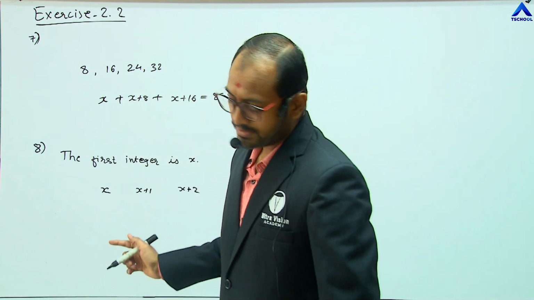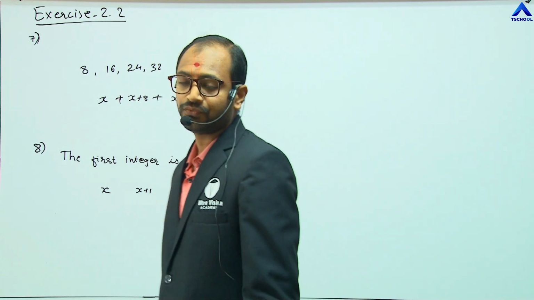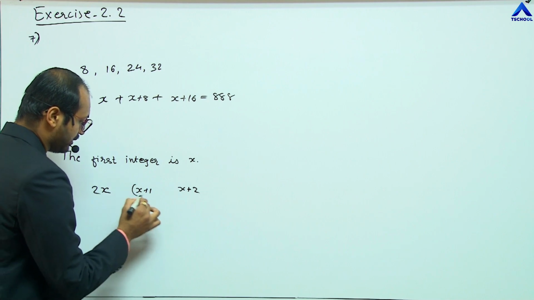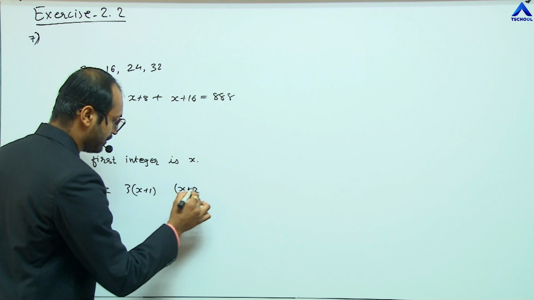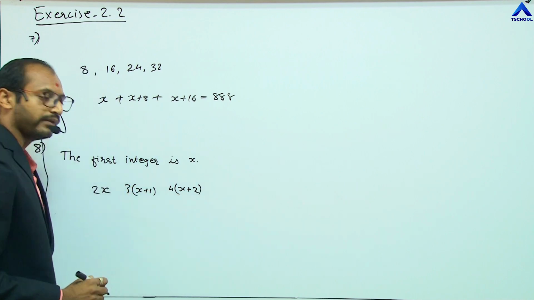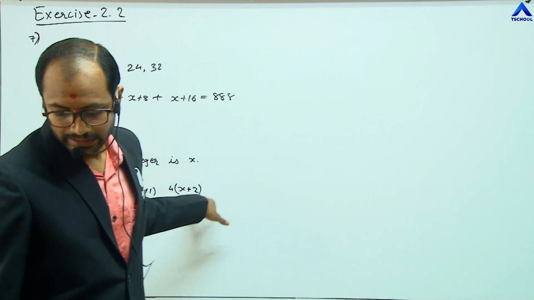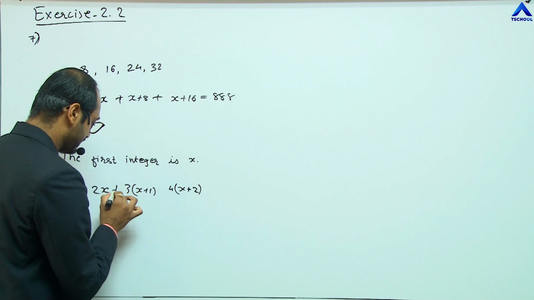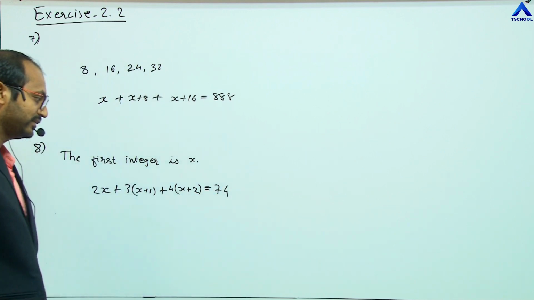And these integers are multiplied by 2, 3 and 4 respectively. So let us multiply by 2 here, let us multiply 3 with the second integer, and let us multiply 4 with the third integer. And the addition adds up to 74.